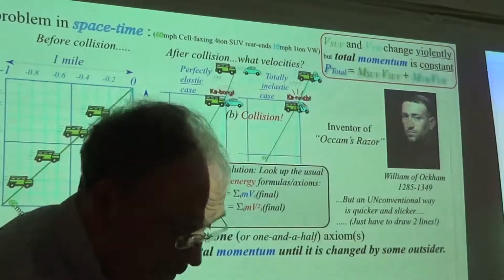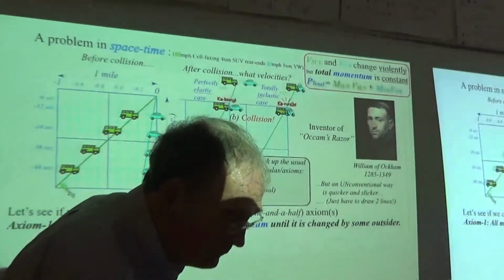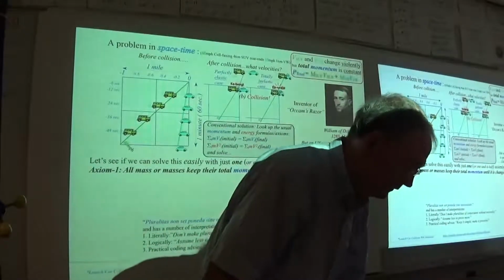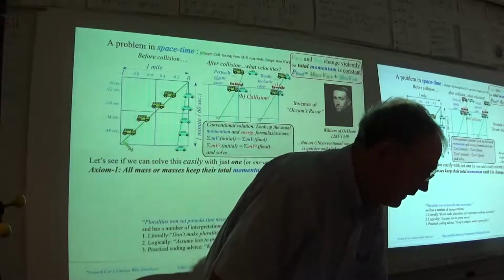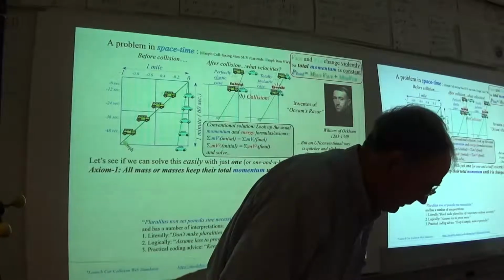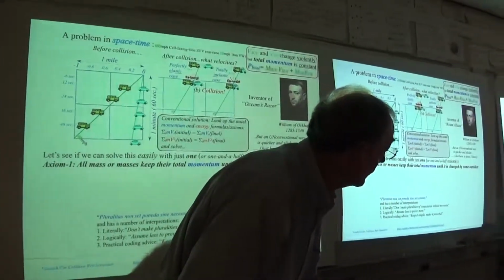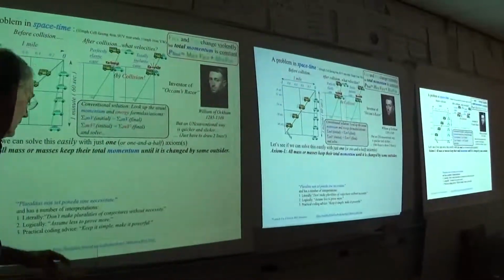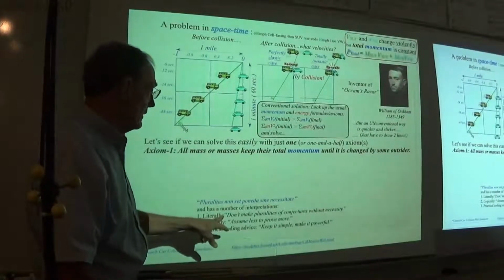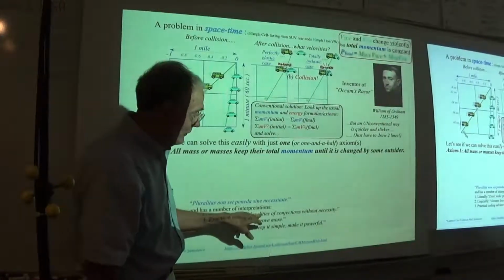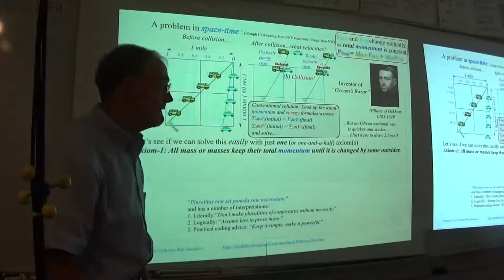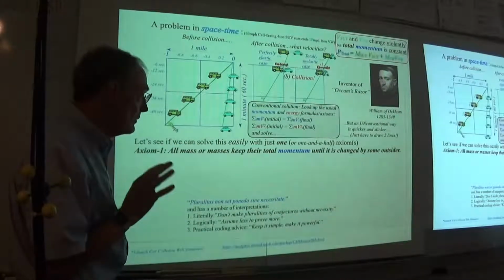So I want to make sure that this axiom that we're using is clear; this is the philosophy part of this class right here. And I can probably go ahead on this one as well. That's the Latin, but translated it means: don't make pluralities of conjectures without necessity. The idea is keep it simple.